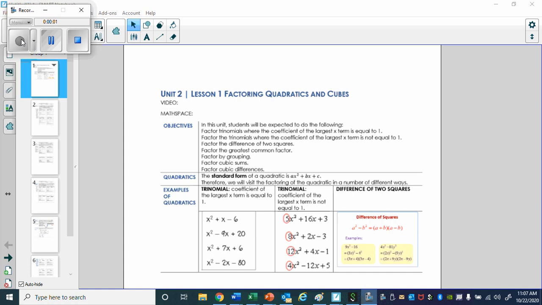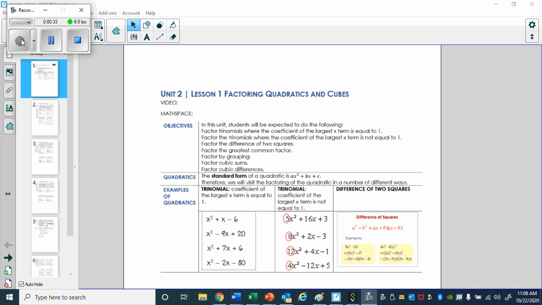We are working on Unit 2, Lesson 1, Factoring Quadratics and Cubes. In this unit, students will be expected to do the following. Factor trinomials where the coefficient of the largest x term is equal to 1. Factor trinomials where the coefficient of the largest x term is not equal to 1. Factor the difference of two squares. Factor the greatest common factor. Factor by grouping. Factor cubic sums.